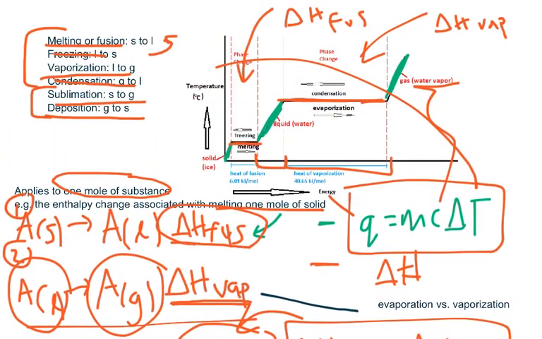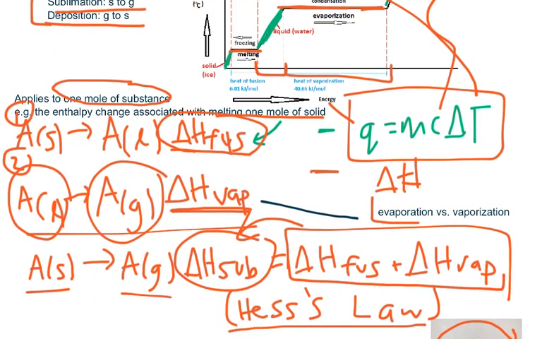So before we continue, I need to mention one thing. What is the difference between evaporation and vaporization? Well, evaporation is the same thing as vaporization in terms of what happens, but evaporation happens below the boiling point, and vaporization happens at the boiling point. I know that's not a very nice explanation, but you get the point.